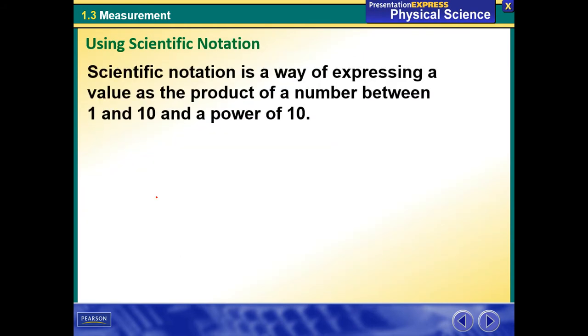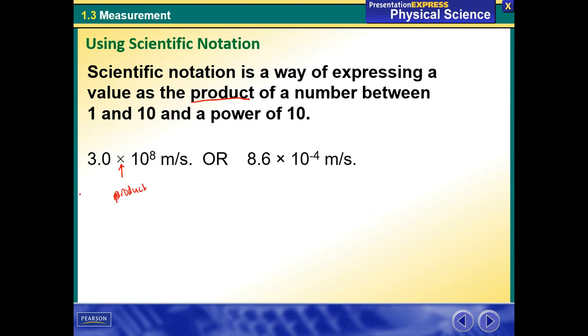With that being said, we can define scientific notation as a way of expressing the value as the product of a number between 1 and 10 and a power of 10. Oftentimes, scientific notation looks like one of the following. Note it says a product. So when we see product, we see multiplication here. So this is our product.